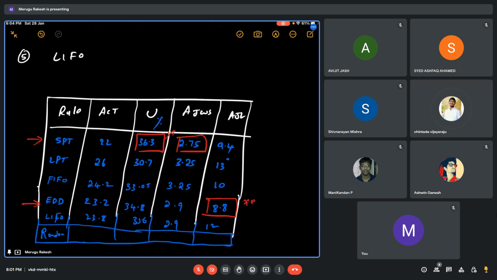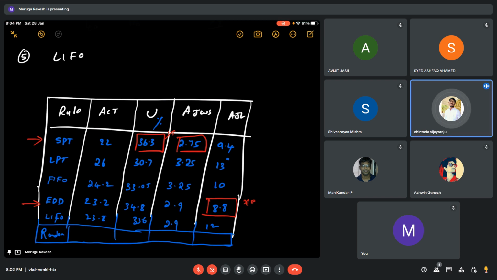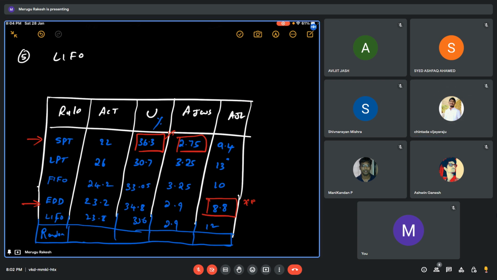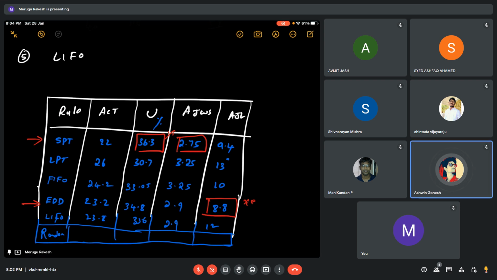Sir, yes. The SPT rule gives the maximum utilization time for every problem, like for this problem only. Yes, it will give that for every problem, no? Okay, yes, it is applicable everywhere. Utilization is total processing time by total job flow time, and this is the inverse of it, the average job waiting.